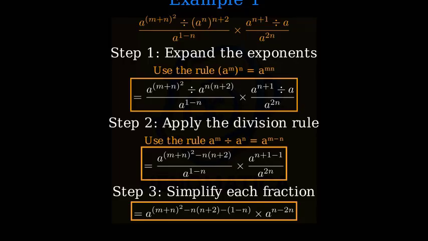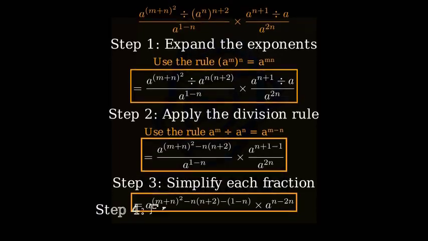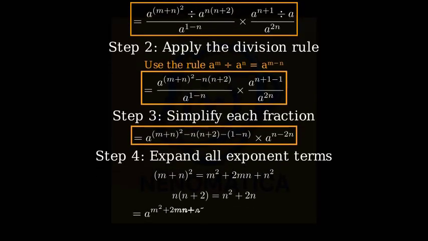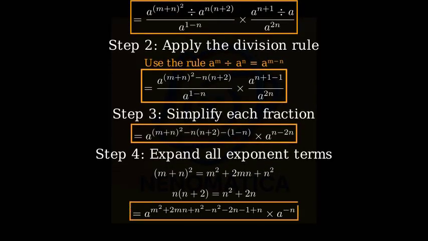Now, let's expand the expressions in the exponents. First, we expand m plus n squared, which equals m squared plus 2mn plus n squared. Then we expand n times n plus 2, which equals n squared plus 2n. So our first exponent becomes m squared plus 2mn plus n squared minus n squared minus 2n minus 1 plus n. For the second exponent, n minus 2n simplifies to negative n.